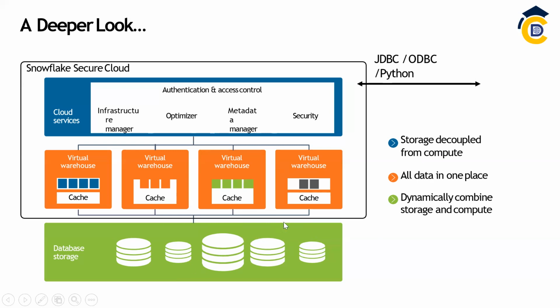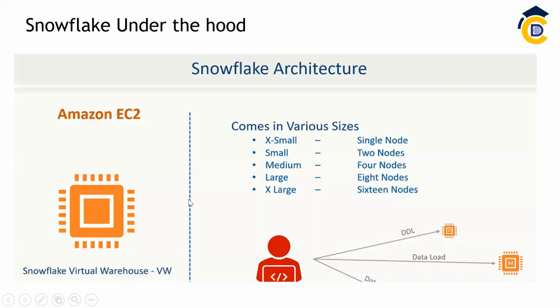So this is an overall architecture view of Snowflake. Cool. So how it is working under the hood, basically, it is the Amazon EC2 which forms the Snowflake virtual warehouses. As per the nomenclature of virtual warehouses, they come in various predefined sizes, and you have to select from them.